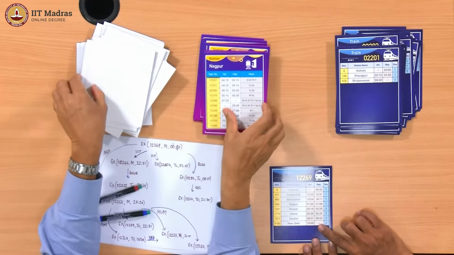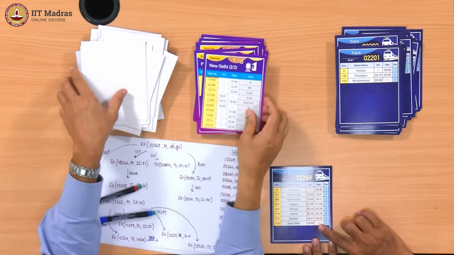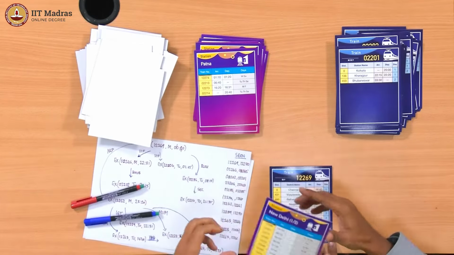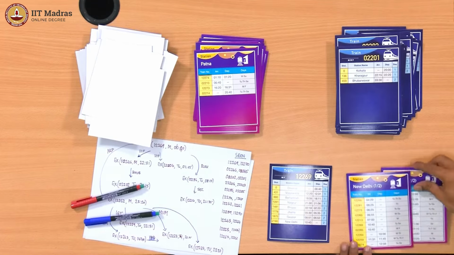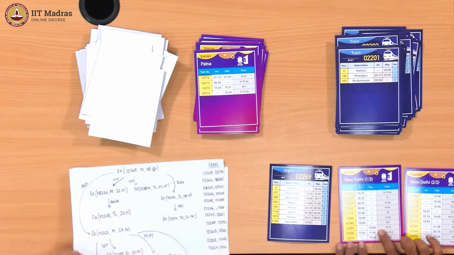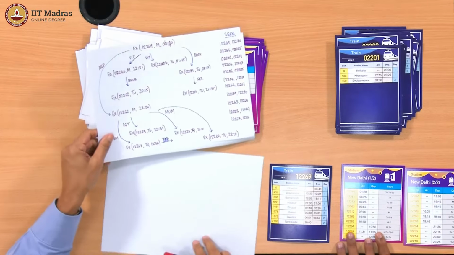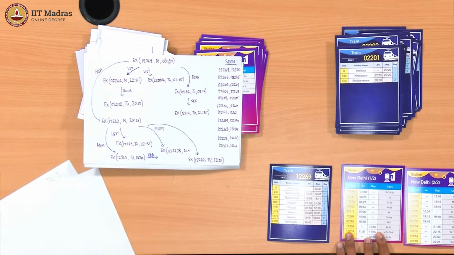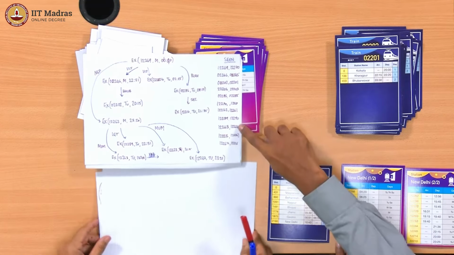So there will be a whole new collection of things coming up. We reach New Delhi at 10:40 on Tuesday. Right, arrived. So we have to look at departures past 10:40. So 12264. Have you seen it? Yes, we've seen it.